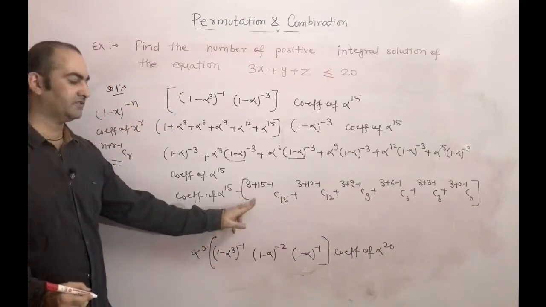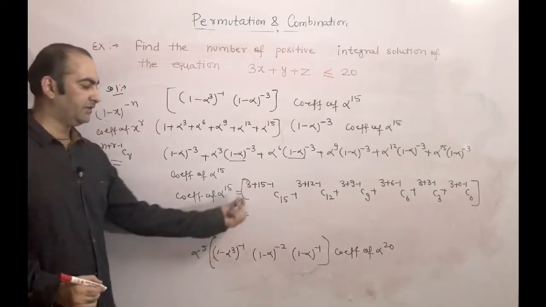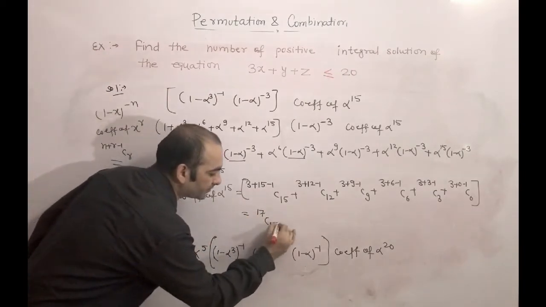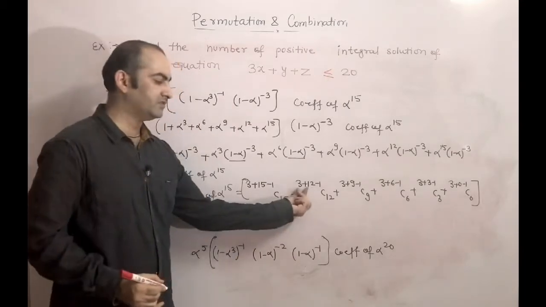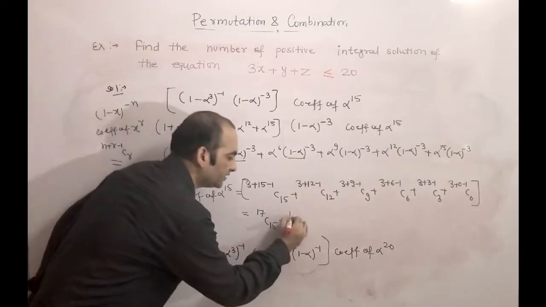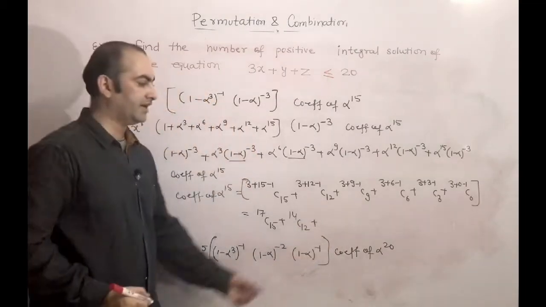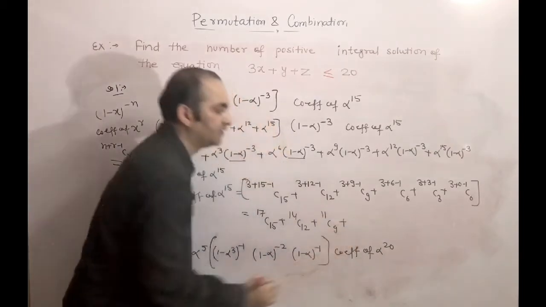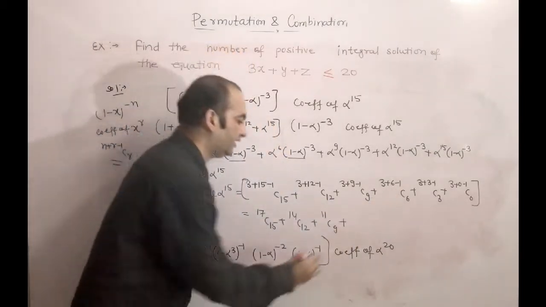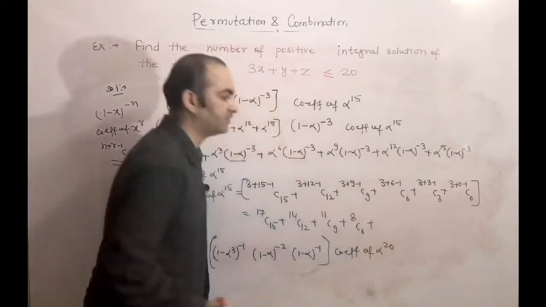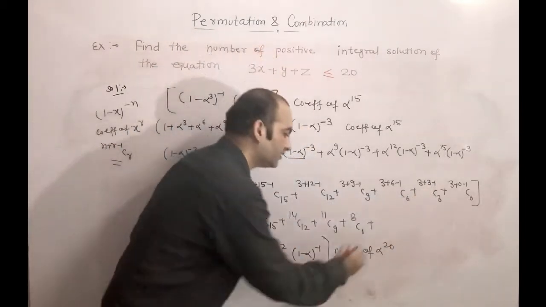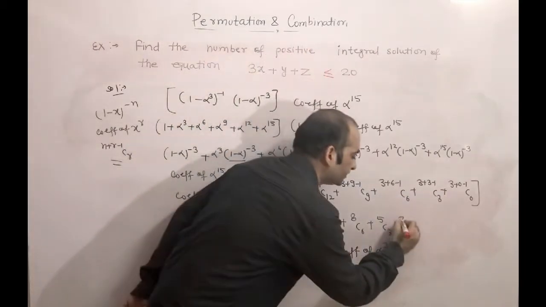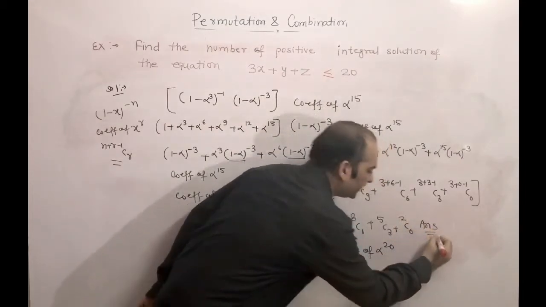Now if you simplify this, what will come? 15 plus 3 is 18, 18 minus 1 is 17, so 17 C 15, plus 12 plus 3 is 15, 15 minus 1 is 14, so 14 C 12, plus 9 plus 3 is 12, 12 minus 1 is 11, so 11 C 9, plus 6 plus 3 is 9, 9 minus 1 is 8, so 8 C 6, plus 3 plus 3 is 6, 6 minus 1 is 5, so 5 C 3, plus 3 minus 1 is 2, so 2 C 0. This is your answer, and you can simplify it further.